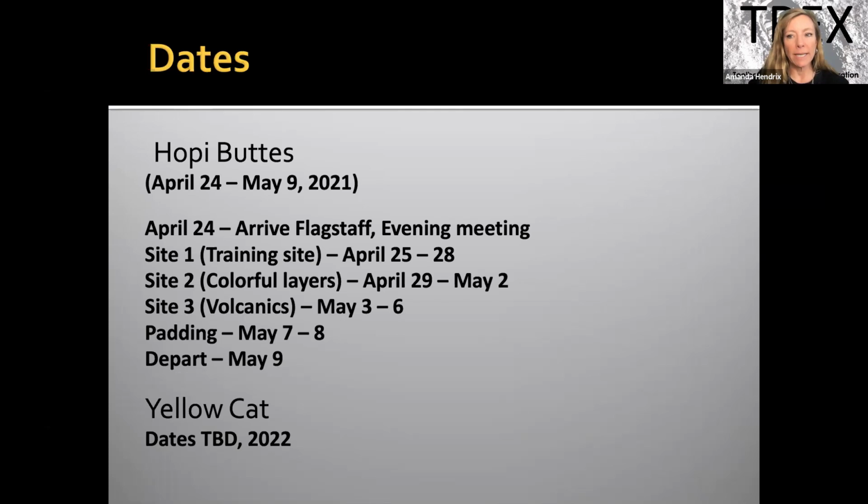Okay, so now we're tentatively thinking of going a year from when we originally had planned, so late April to early May of next year. So here's the kind of itinerary. We will just have to see how things go. If COVID still looks bad, maybe we'll have to reschedule for later next year. But hopefully, knock on wood, we'll be able to go next year. And then TBD on when we would go to Yellowcat.